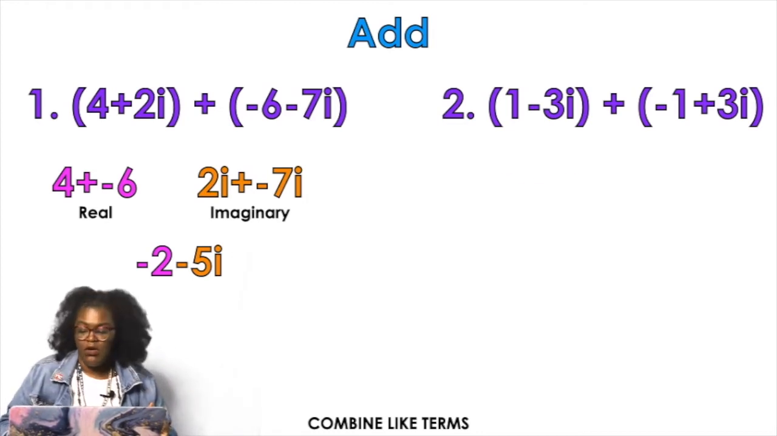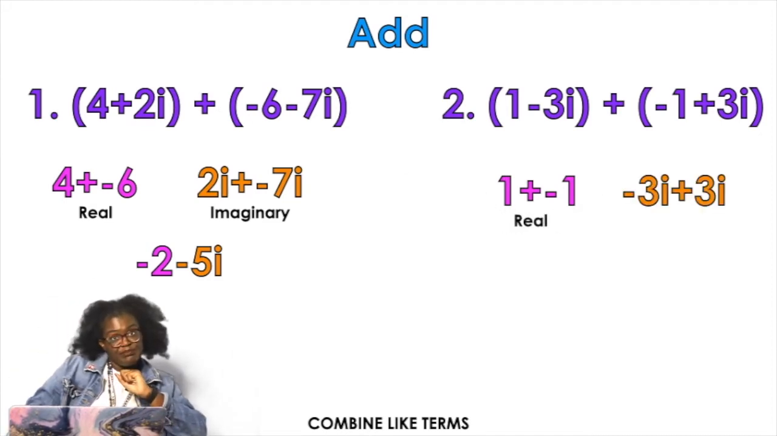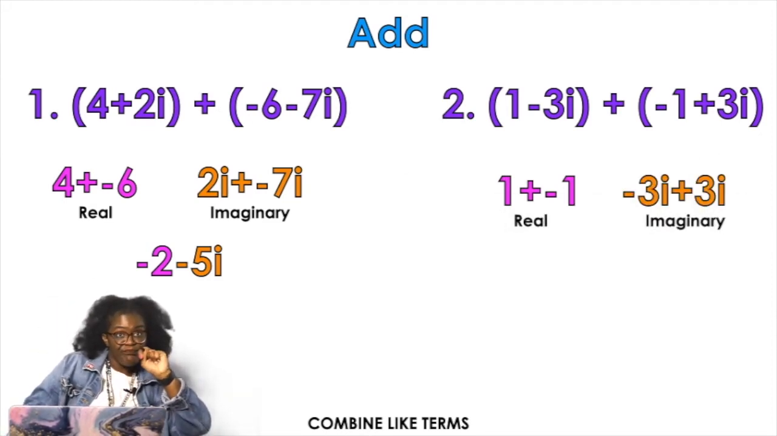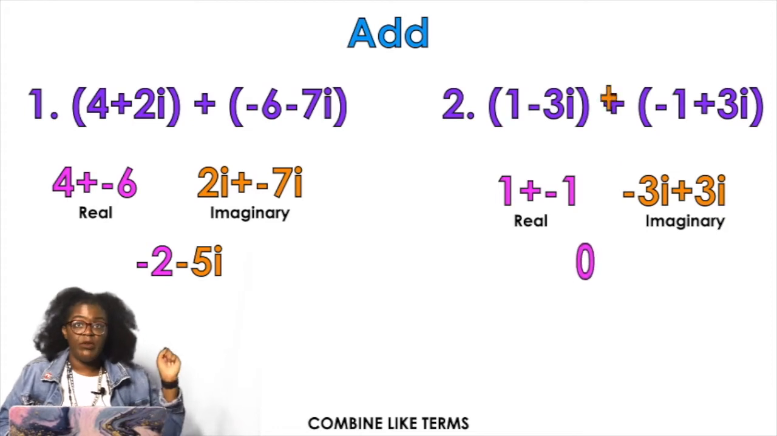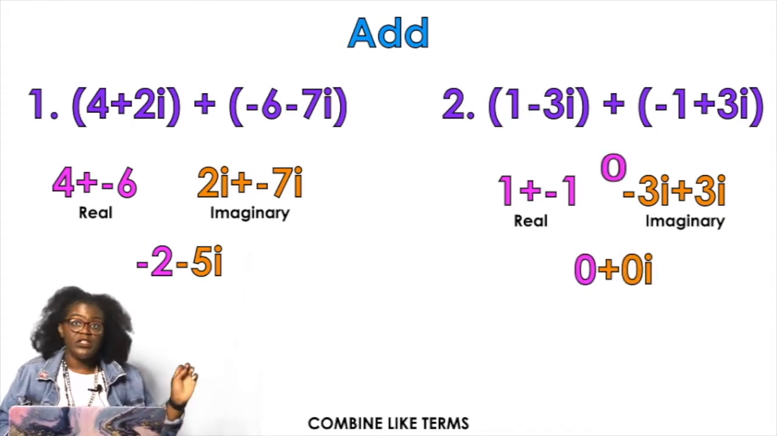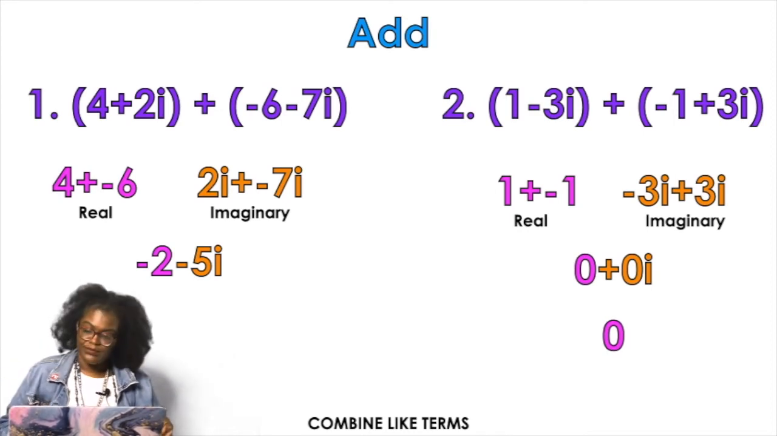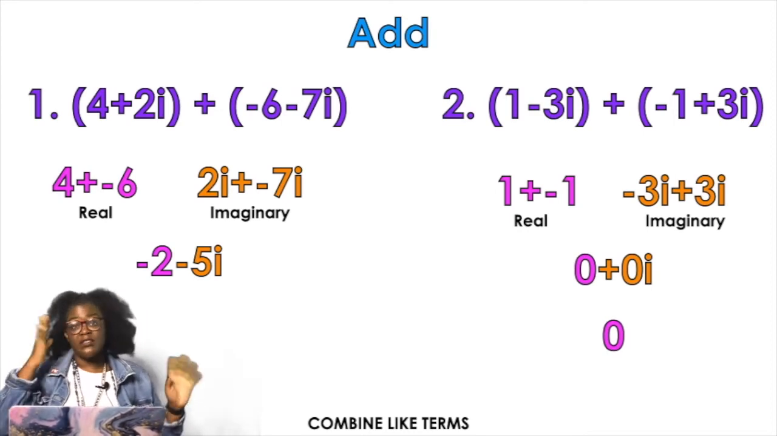Okay. So real goes with real. Imaginary goes with imaginary. 1 plus negative 1 is going to give me what? 0. Negative 3i plus 3i is going to give me 0i. So 0 plus 0i is still going to be 0. Ta-da! All right, let's talk about subtraction.